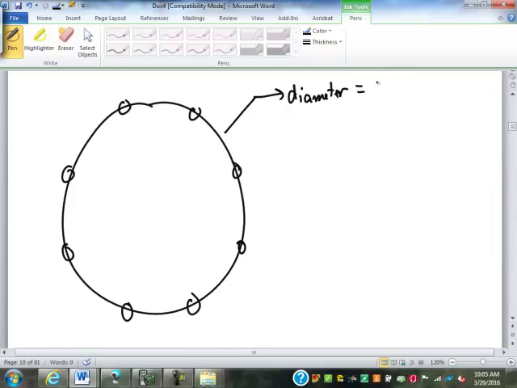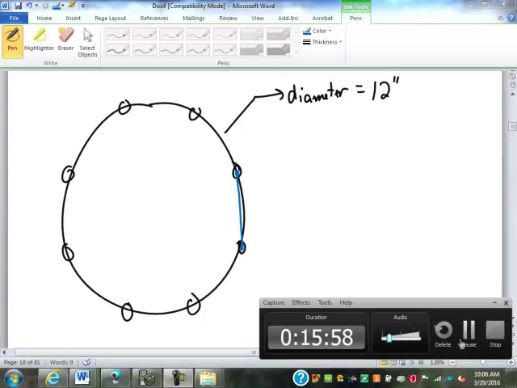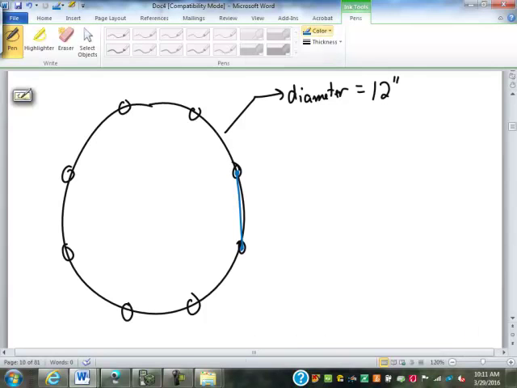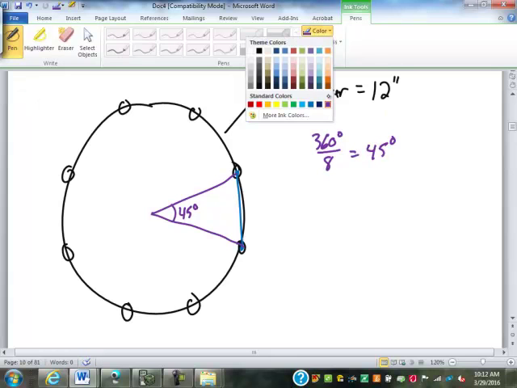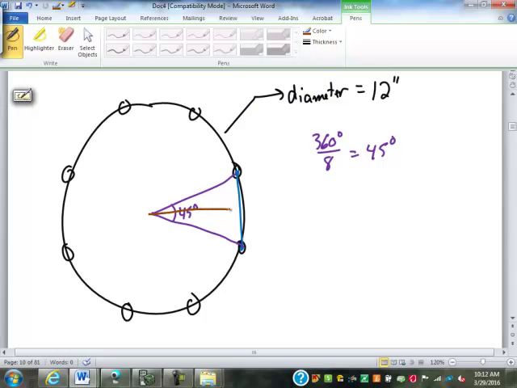So for this one, let's say the diameter of this circle is 12 inches. Once again, find the center to center distance between those circles for me. Okay, so let's start this one out. So what's this angle right here going to be? 45 degrees. That's going to be 360 divided by 8. Or 45 degrees. So now let's go ahead and we're going to cut this in half.